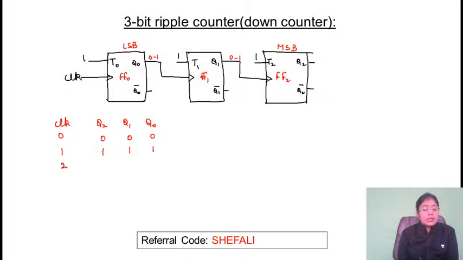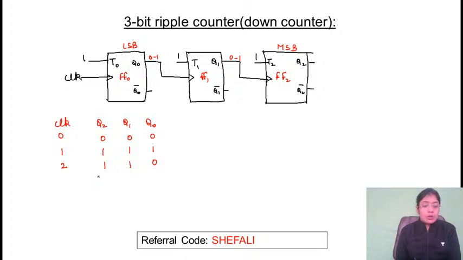Now go to the next clock. First output is clear. Apply second clock. This will toggle its value to 0. Value is changing from 1 to 0, but it's working on positive edge triggering, so this won't change. This is not a positive change, so this won't change.